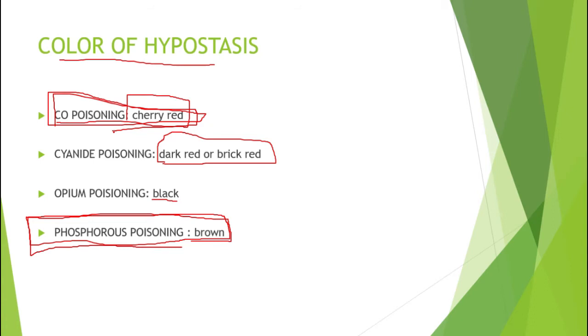In movement of the red blood cells, although severely reduced, still continues. So what's the significance of that? It is that the pattern of hypostasis will change with the movement of the body following death.